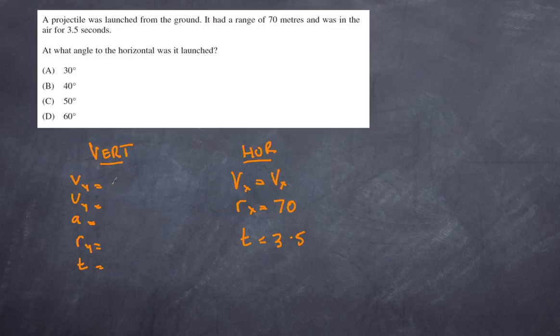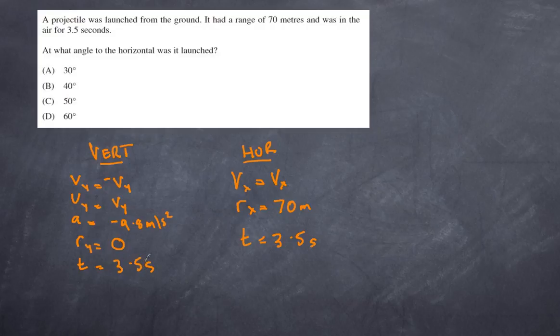And so what I'm going to write here is I'm going to make this Vy, and I'm going to also make this Vy, but because it's in the opposite direction, it's going to be negative. My acceleration, of course, is negative 9.8. Of course, I should put all the units in. I haven't done that over here, but we'll do that. And the vertical displacement from beginning to end is 0, and the time is still 3.5 seconds.